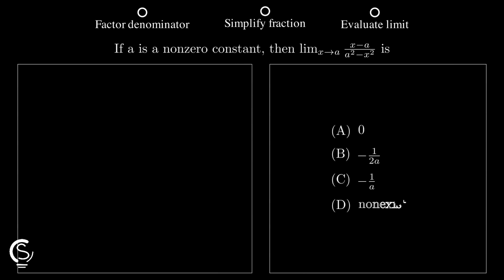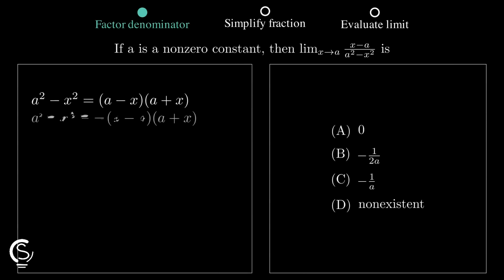First, recognize that the denominator is a difference of squares. We factor it as negative of x minus a times x plus a to match the numerator perfectly. Let's go!